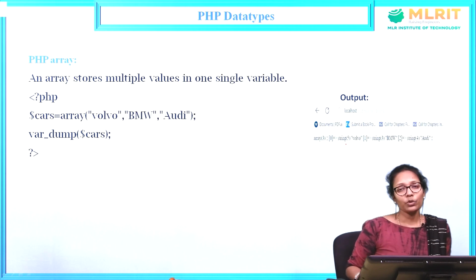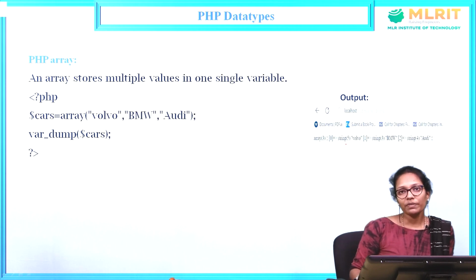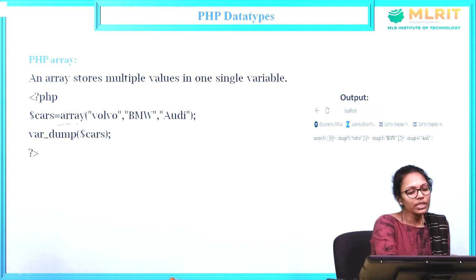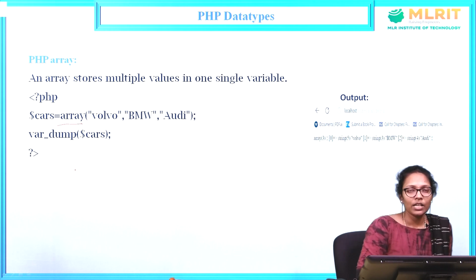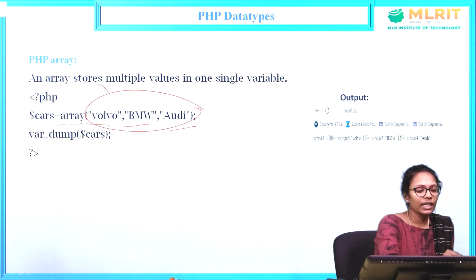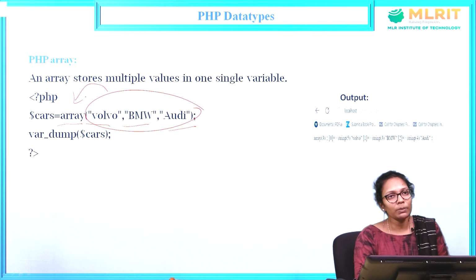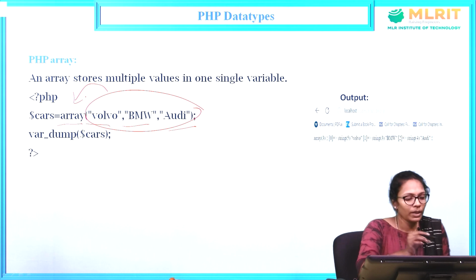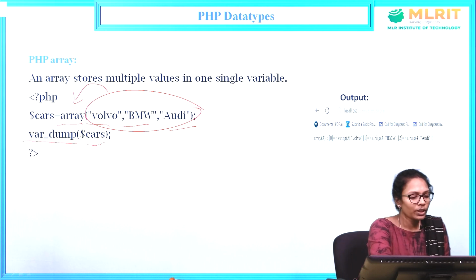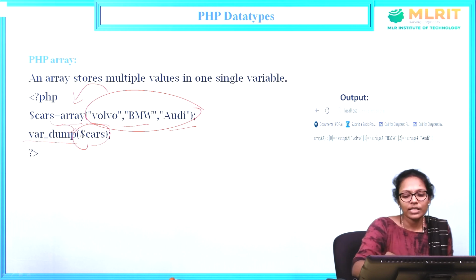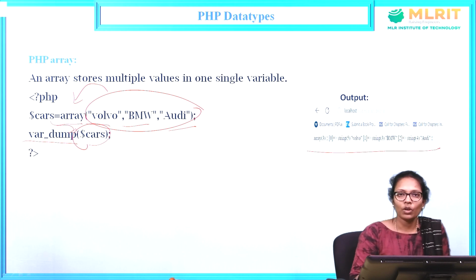Coming to the array. In PHP, to create an array, we use a function called array. Using this array function, you can create an array. We know an array is a collection of similar elements. Here, I'm giving 3 elements, and with these 3 elements, an array will be created. For this variable, I want to use var_dump. If I use var_dump along with this array, this is the output I will get. So what is the type here?